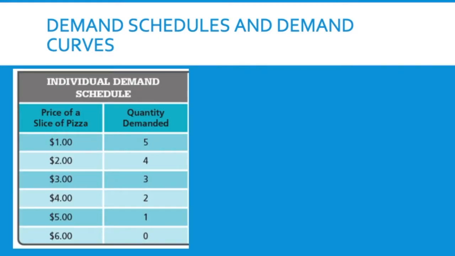We look at something we call a demand schedule. This is looking at someone's individual demand for pizza. A demand schedule is a numerical representation in a chart with prices on one side and quantity demanded on the other. If this was an individual person, you go to the cafeteria and pizza slices were $6, you wouldn't buy a slice of pizza. If pizza was $5, you'd buy one because you're hungry. If it was $4, you'd buy two, and all the way down.